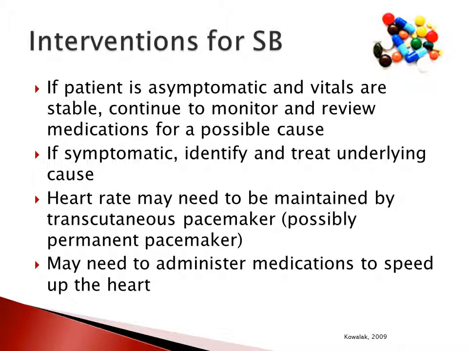If the patient is asymptomatic and the vitals are stable, we won't have any interventions other than to continue to monitor the patient and review their medications for a possible cause. If they are symptomatic, we need to identify and treat the underlying cause. The heart rate may need to be maintained by a transcutaneous pacemaker, and the patient, depending on the rate, may possibly need a permanent pacemaker. We also may need to administer medications to speed up the heart.